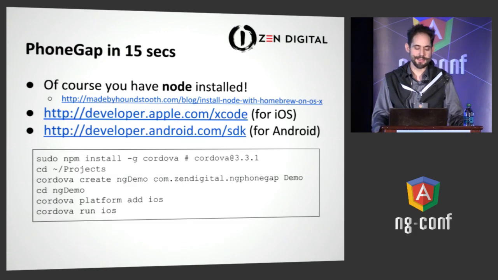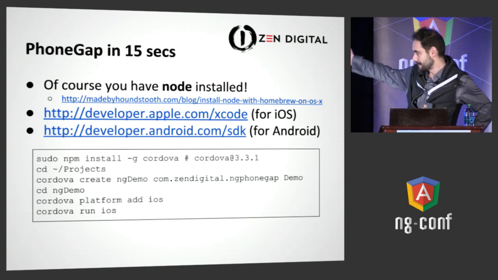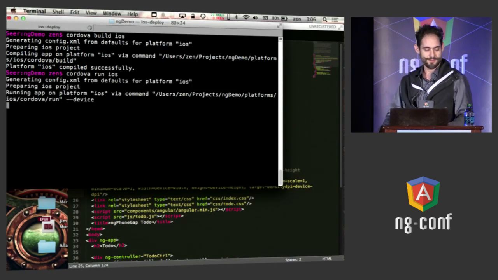So PhoneGap in 15 seconds. So all of you, of course, already have Node installed. Great. If you want to be developing for iOS, you're going to have Xcode installed. If you're going to be developing for Android, you're going to have the SDK for Android installed. And then you would run these lines here. So let's take a look. We're running these lines here.